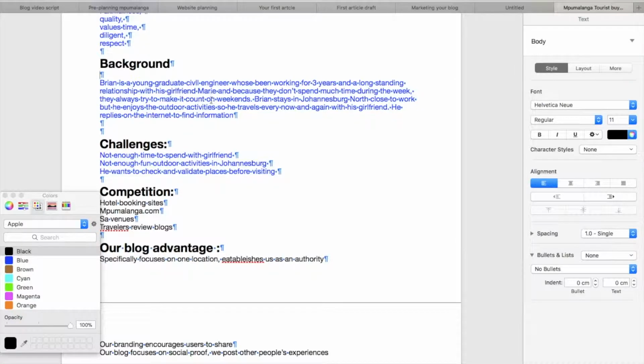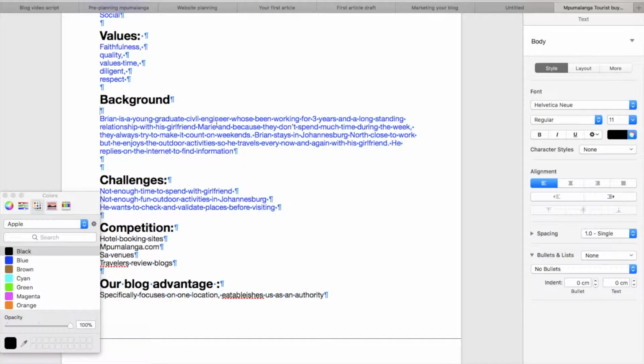How do I know he's young? It's because he's 26. How do I know that he's 26? Based on my research. He's been working for 3 years, which means he started working when he was 23. And he's in a long-standing relationship with his girlfriend, Mari. You see, I also included his girlfriend's name. That's not necessarily true as well. It's just making the character as real as possible.